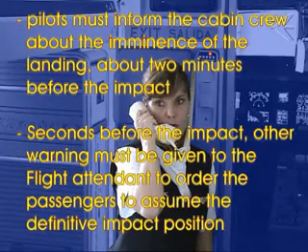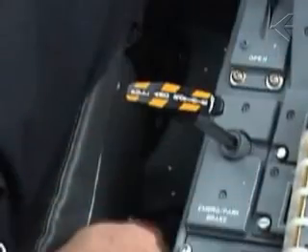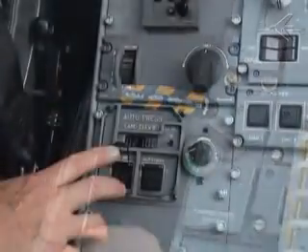The pilots must inform the cabin crew through the PA about the imminence of the landing about 2 minutes before the impact. Seconds before the impact, another warning must be given to the flight attendant to order the passengers to assume the definitive impact position. After the complete stop of the aircraft, the captain must apply the parking brakes and depressurize the cabin.